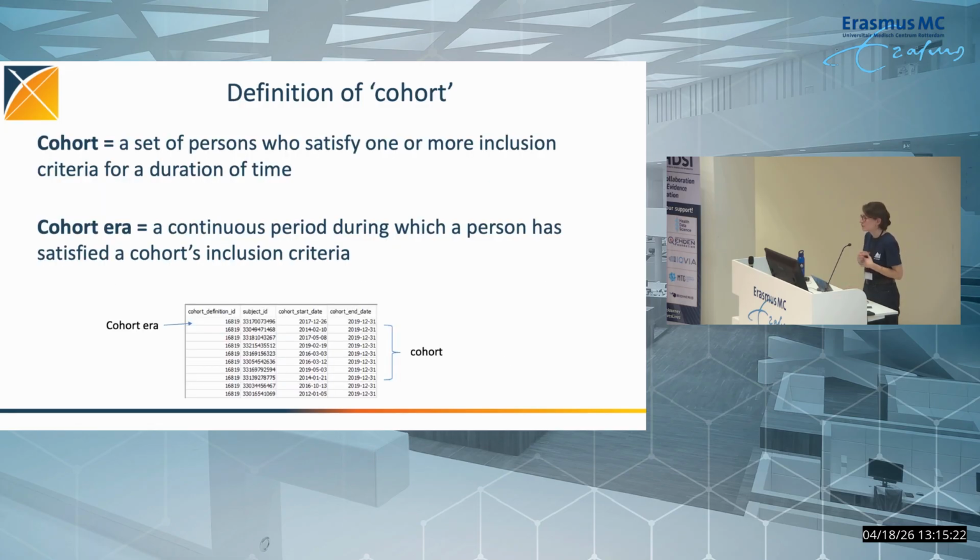And then, what is a cohort, right? A cohort is a group of persons that are satisfying one or more inclusion criteria for a duration of time. And then we refer to the cohort era as the continuous period during which a person is meeting the cohort's inclusion criteria. In this matrix, you can see each row represents an individual that is meeting your inclusion criteria. So all of these rows represent all the subjects that are included in your cohort. And then the cohort era is in the first row. You see that you have the cohort start date and cohort end date. It's the period within which each person is meeting the inclusion criteria that you have specified for your phenotype.